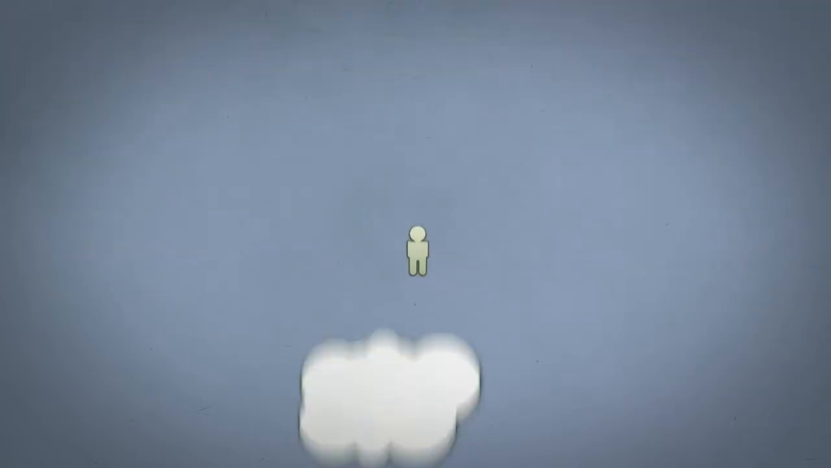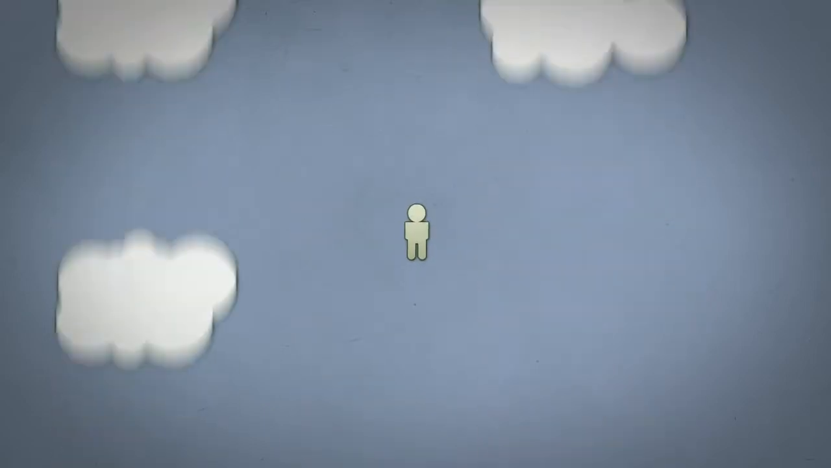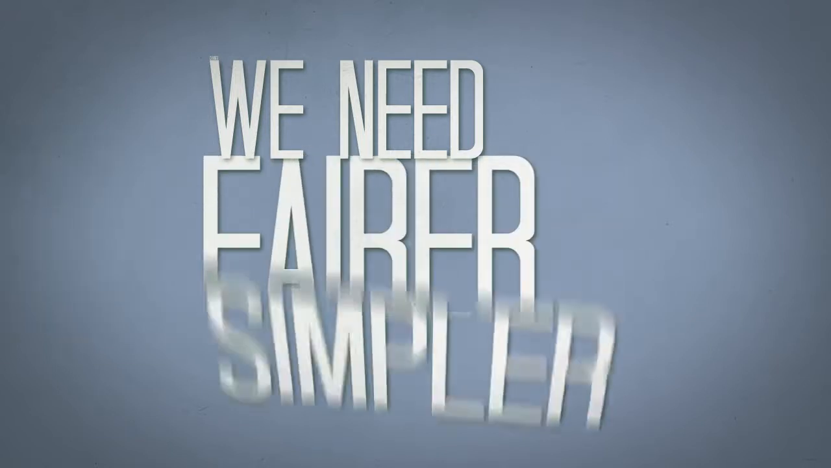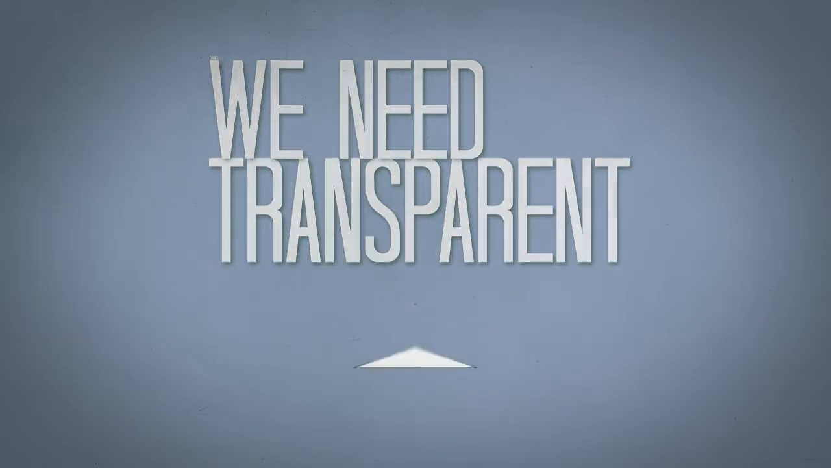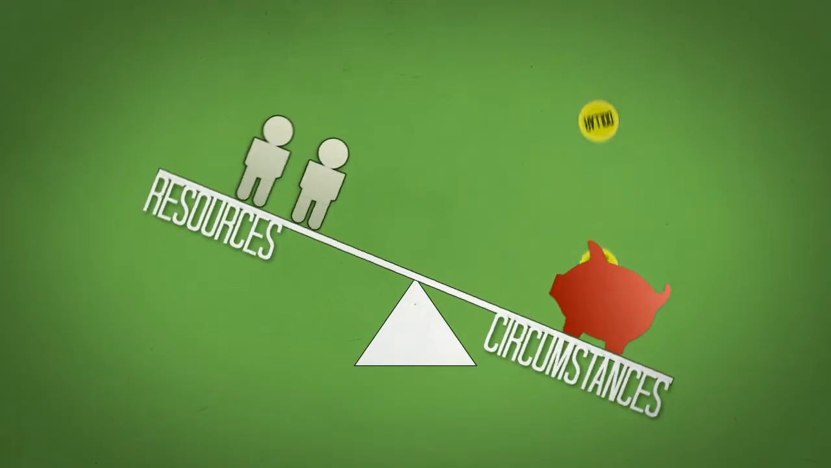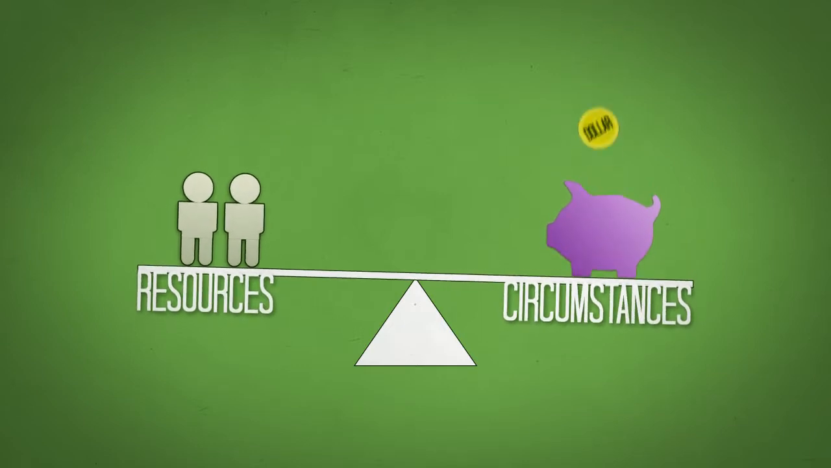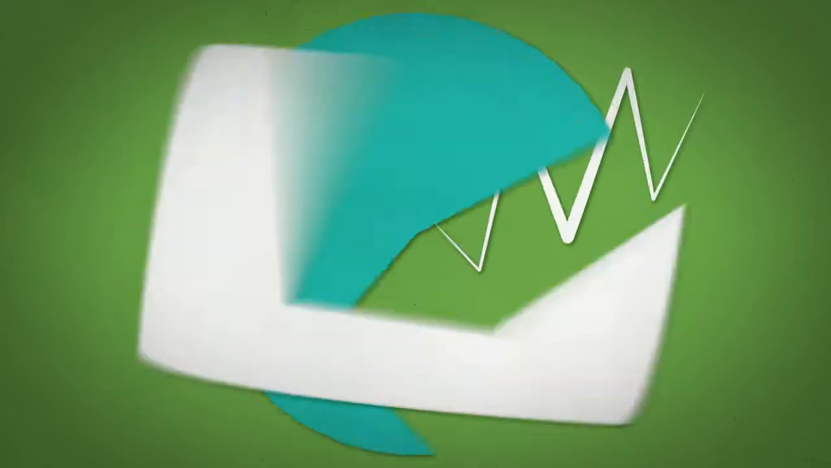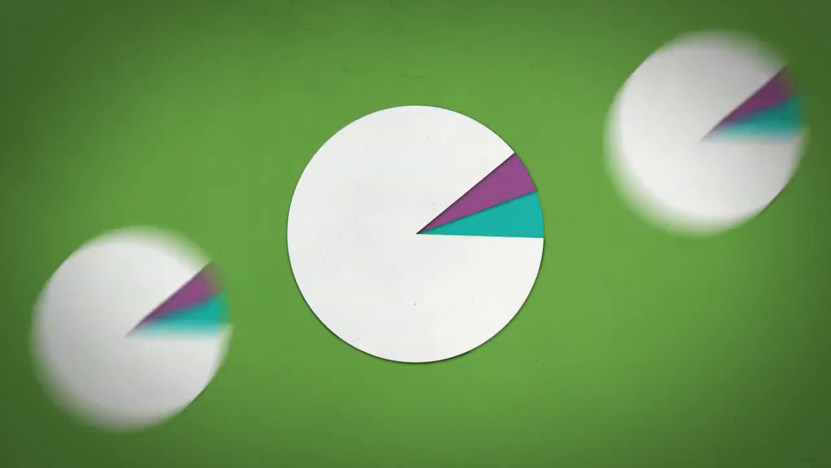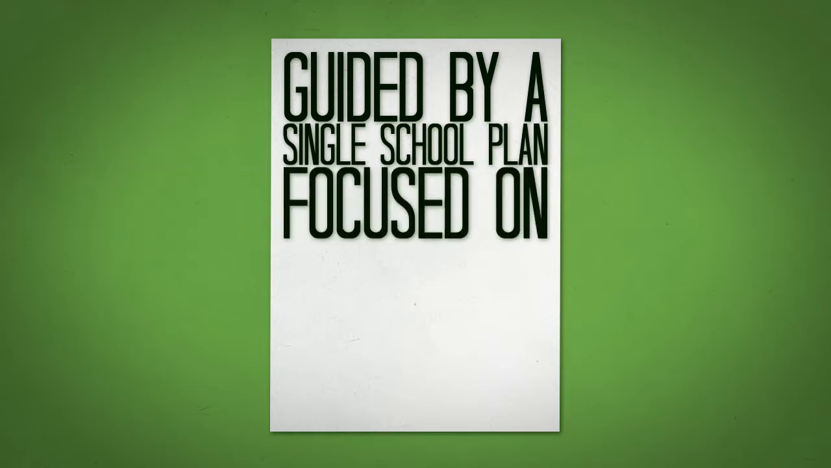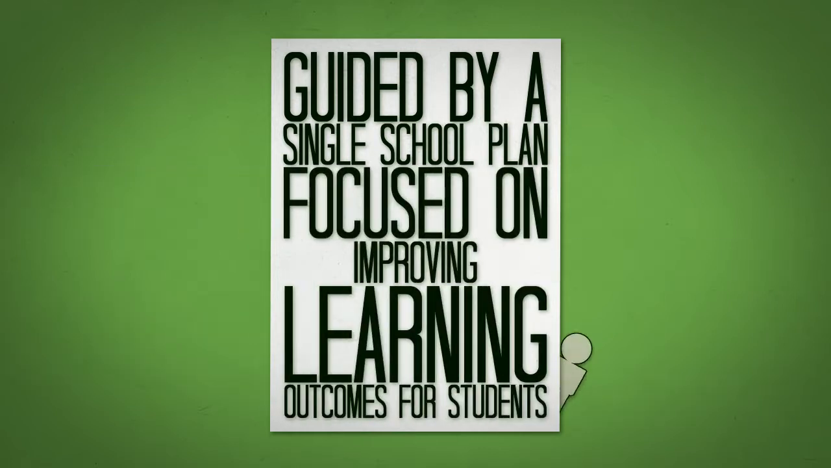School leaders across our system recognise that this needs to change. We need a funding model that is student-focused. It needs to be simpler, fairer and transparent. And it needs to give schools funding stability, so a small change in circumstances doesn't lead to a big change in resources. Rather than lots of plans, reports and budgets, schools will manage one budget, guided by a single school plan, focused on improving learning outcomes for students.